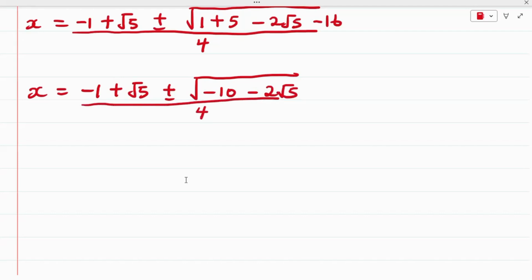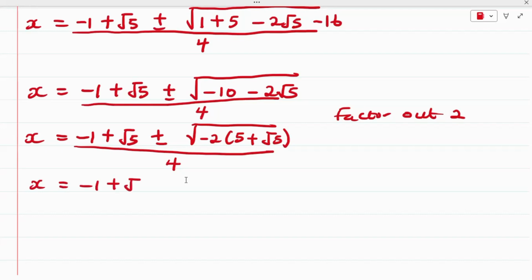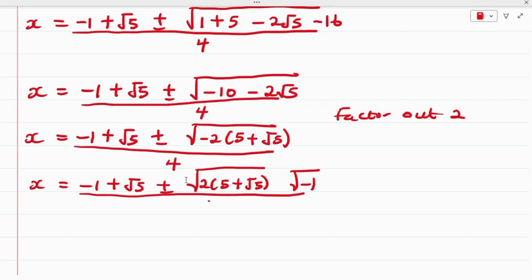Alright, so from here, from the square root, we want to simply factor out 2. So factoring out 2 from the square root, we have that x is equal to minus 1 plus the root of 5, plus or minus the square root of, factoring out 2, minus 2 into 5 plus the root of 5, and this is all over 4. Okay, so from here, we have that x is equal to minus 1 plus the root of 5, plus or minus the square root of 2 into 5 plus the root of 5 into the root of negative 1, over 4.